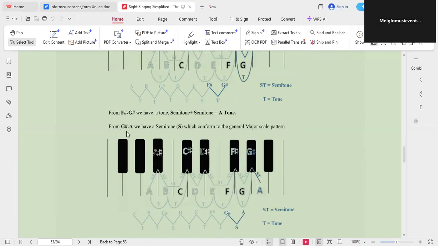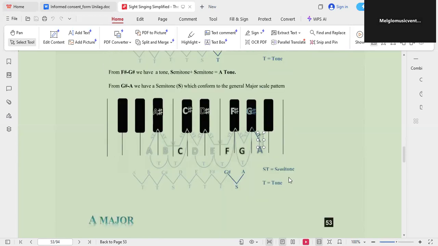So from G sharp to A, we have a semitone. G sharp to A is a semitone, which conforms to the general major scale pattern.